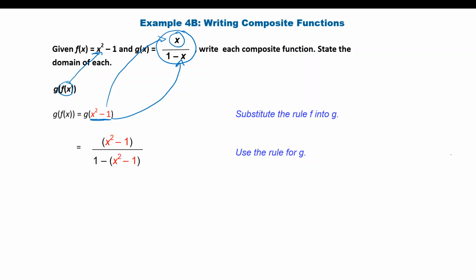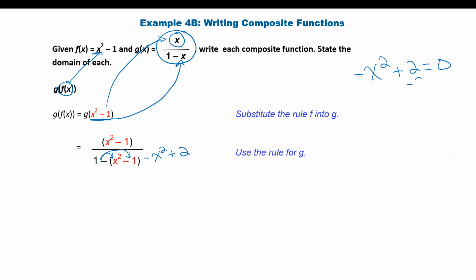x squared minus 1 divided by 1 minus x squared minus 1. Now let's remember this minus sign has to be distributed to both pieces. So I end up with negative x squared plus 2. And now I want to make sure that that doesn't equal 0. So let's just go ahead and set it equal to 0 so we can solve.